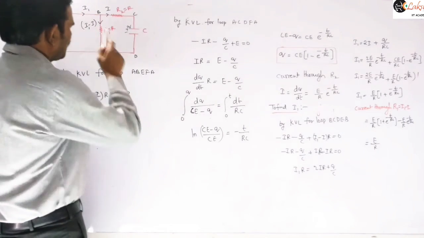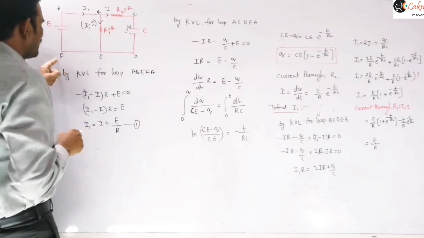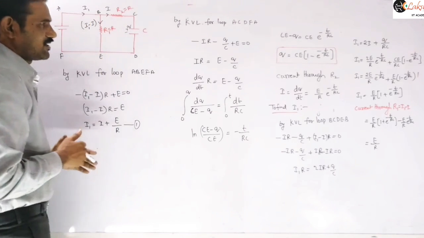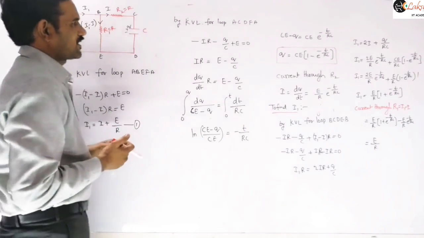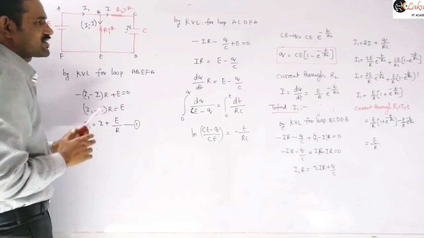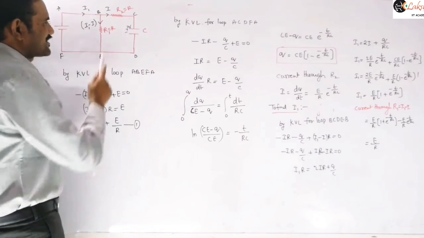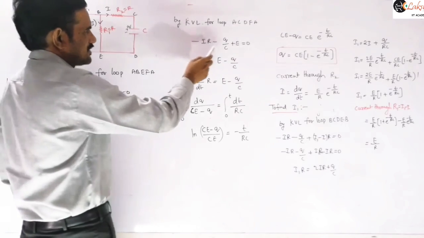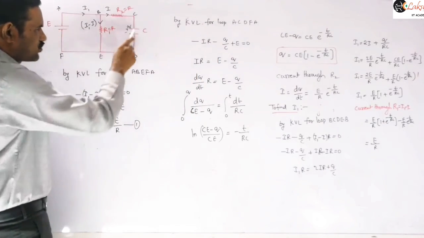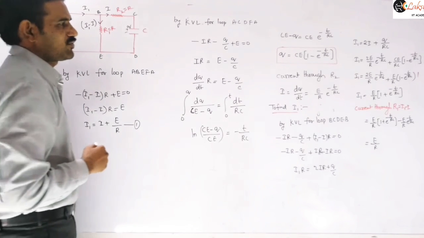And next I am taking another loop here. You may consider either the A C D F A loop or the B C D E B loop. Any one loop you may consider to get another equation. So I am taking this outer loop here. Directly here we need to write minus I R. So I am writing minus I R minus Q by C, for this capacitor, and plus E, since we are traveling from the negative terminal to the positive terminal.